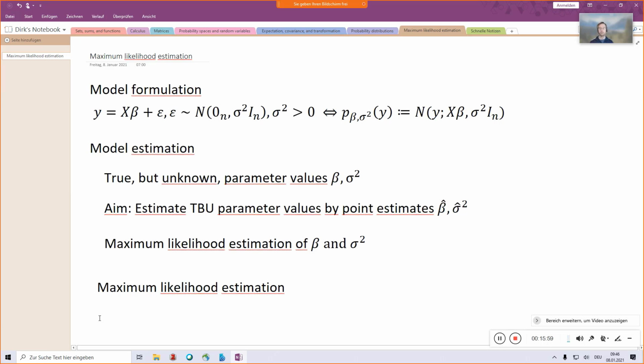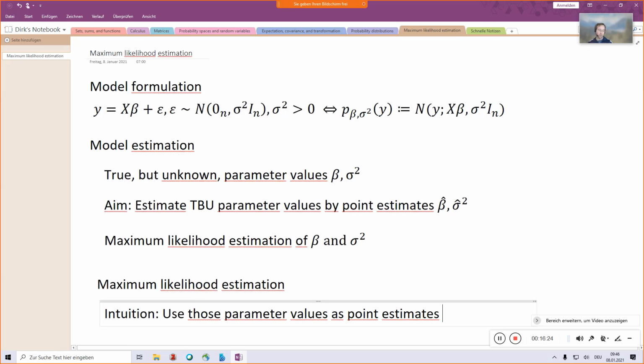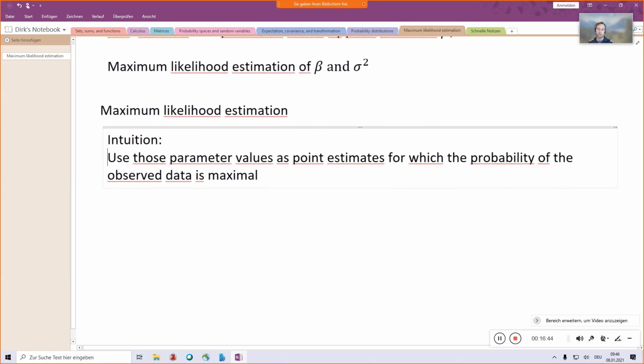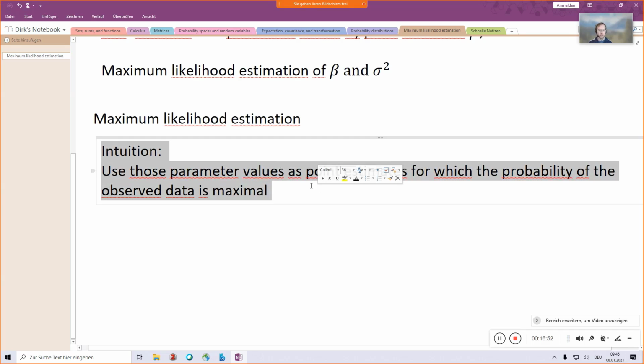So the fundamental idea of maximum likelihood estimation is the following intuition. Use those parameter values as point estimates for which the probability of the observed data is maximal. So the idea is I have some data, and I assume that these data were generated under a probabilistic model with certain true but unknown parameters. The question is, what are good guesses for the true but unknown parameters?